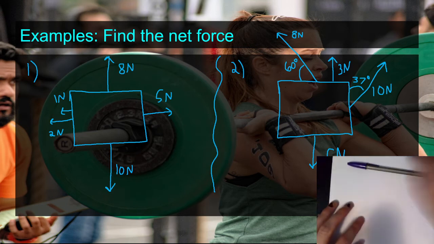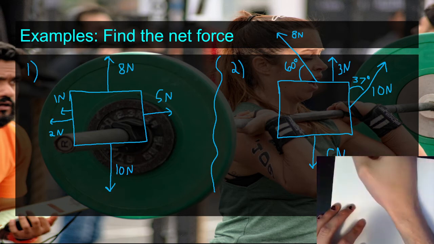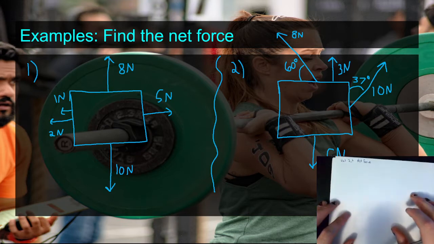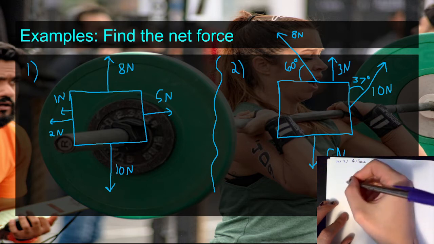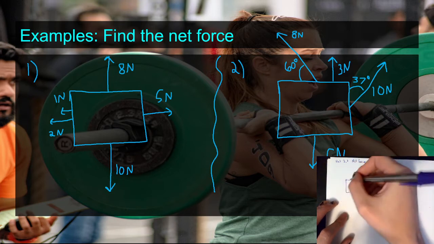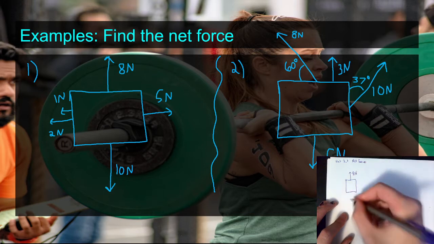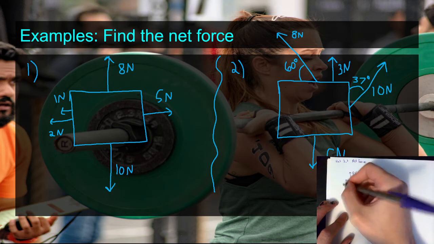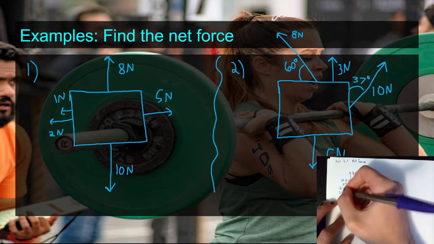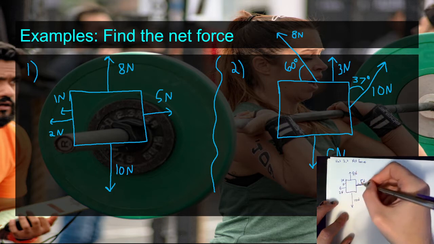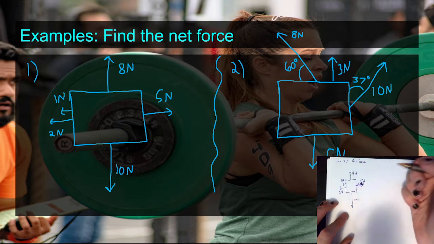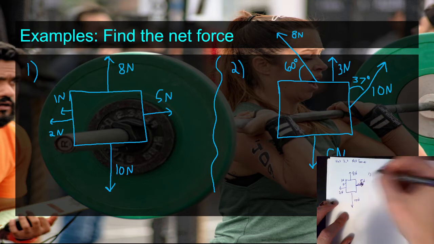We've got one block. This is unit 2.2 at force. So we've got two blocks, one of which is experiencing a force of 8 newtons going up, 10 newtons going down, 5 newtons to the right, 1 newton to the left, and 2 newtons to the left. In theory, I should be trying to keep these sizes relatively consistent, so the 8 should be bigger than the 5 and smaller than the 10. So this is our first problem.